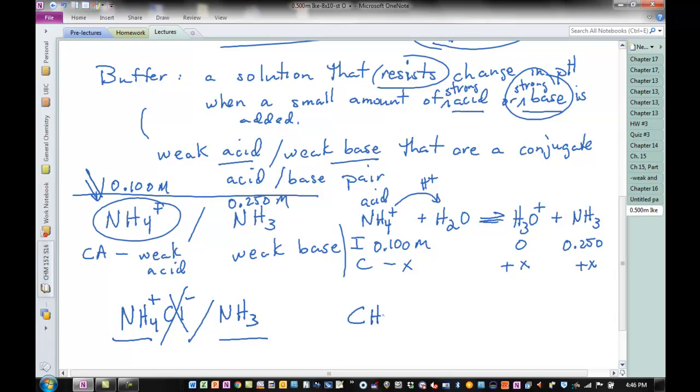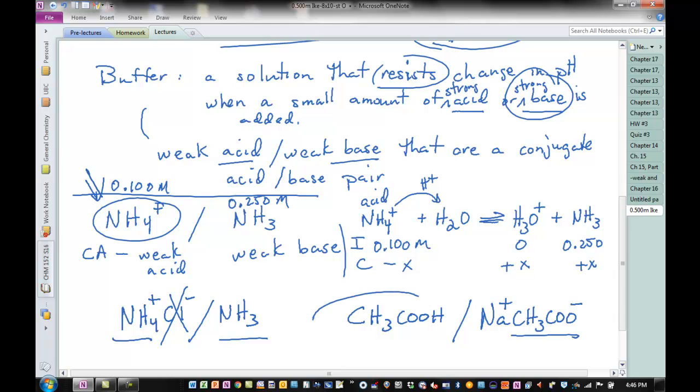Same thing for acetic acid. We might combine that with sodium acetate. And there's our salt. And this salt contains the conjugate base of that weak acid. So don't be confused. Typically at least one component. We could also have a buffer where both components are salts, and we'll see one of those in class. But since those are charged species, NH4+ or acetate, CH3COO-, they're not going to exist as pure substances. So those are going to come from salts.